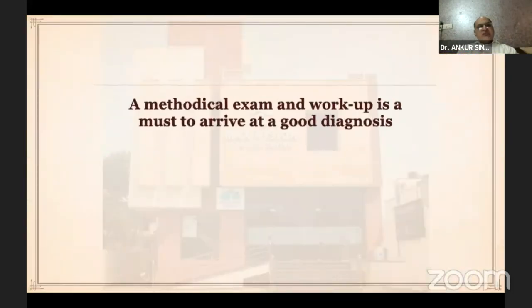So in the end, I would say a methodical examination and a good workup is a must to arrive at a good diagnosis in neuro-ophthalmic cases.